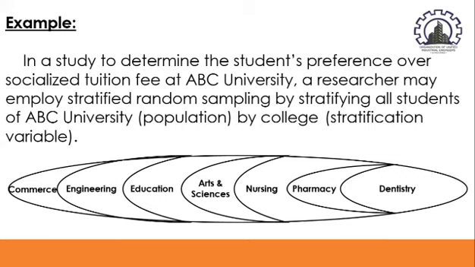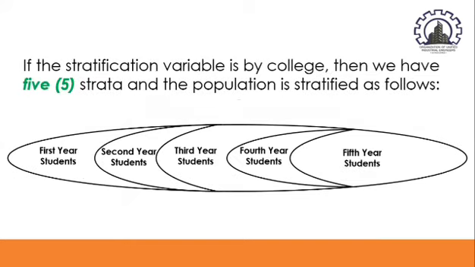Now here, we have 7 strata, or the colleges, and for each stratum, the researcher may now proceed to select the samples using simple random sampling procedures. So how do we do that? We will do that by making use of this way.